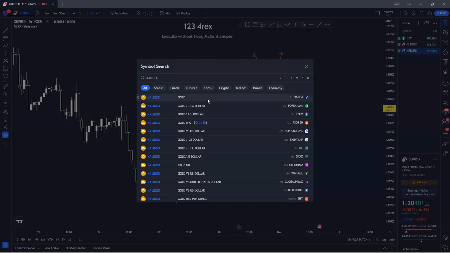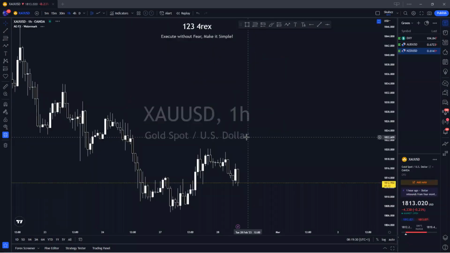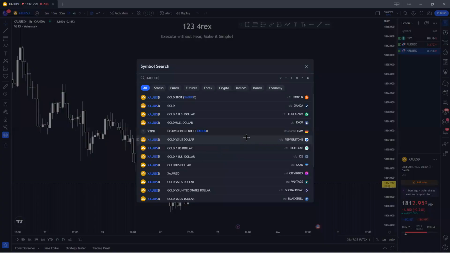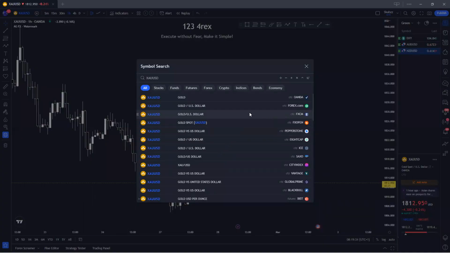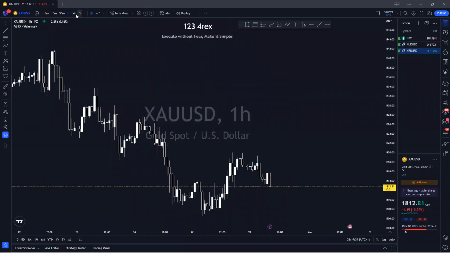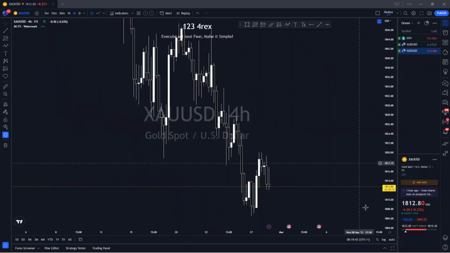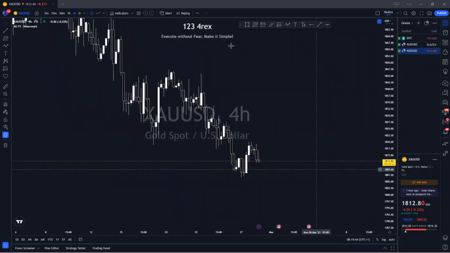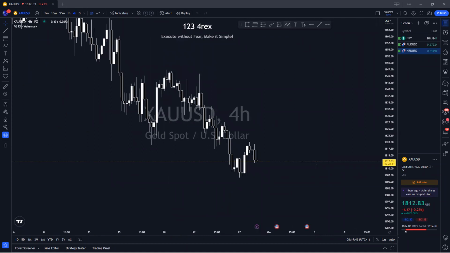XAUUSD, that's good. Hold on, one second. Okay, the 4H on this one too is actually bearish. So we created this low, lower high, lower low, and price is pushing up. We pushed up, that created the lower high, and now it's pushing down. So XAUUSD is in a downtrend.